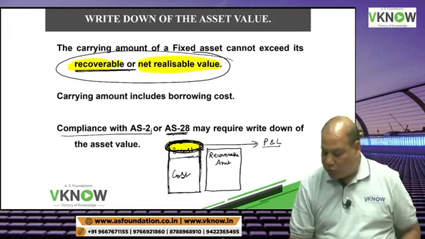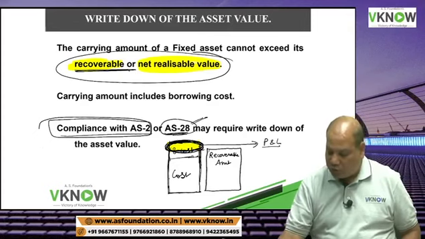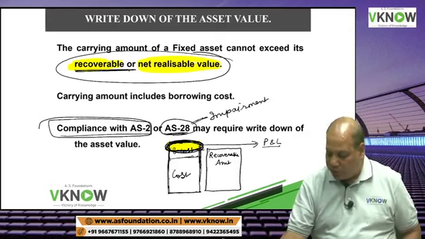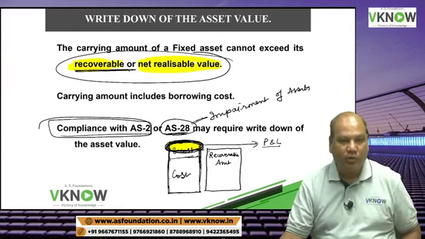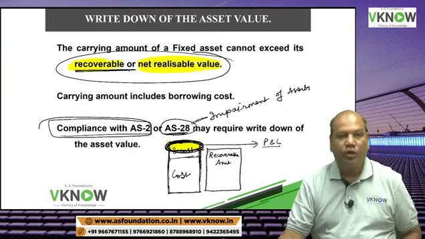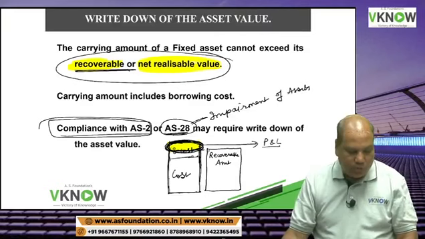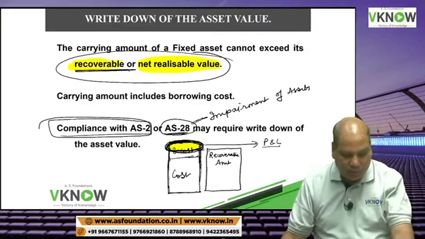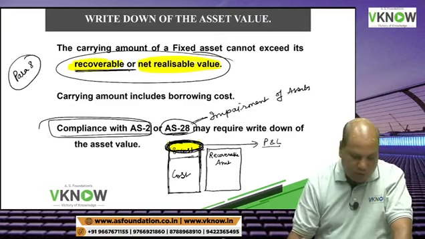Okay. So AS2 says cost or NRV, whichever is lower. And when you study AS28, which is not in the syllabus, AS28 is about impairment of asset. Even this standard says carrying amount should not be more than recoverable amount. If carrying amount is more than recoverable amount, we need to write it down. Okay, so this is the concept. This is printed in paragraph number 8, Para 8 of your book.